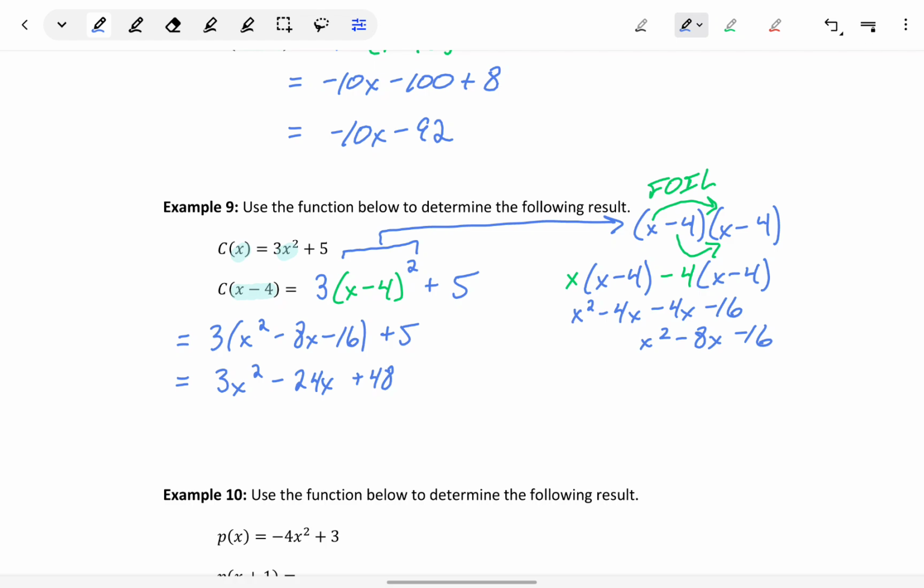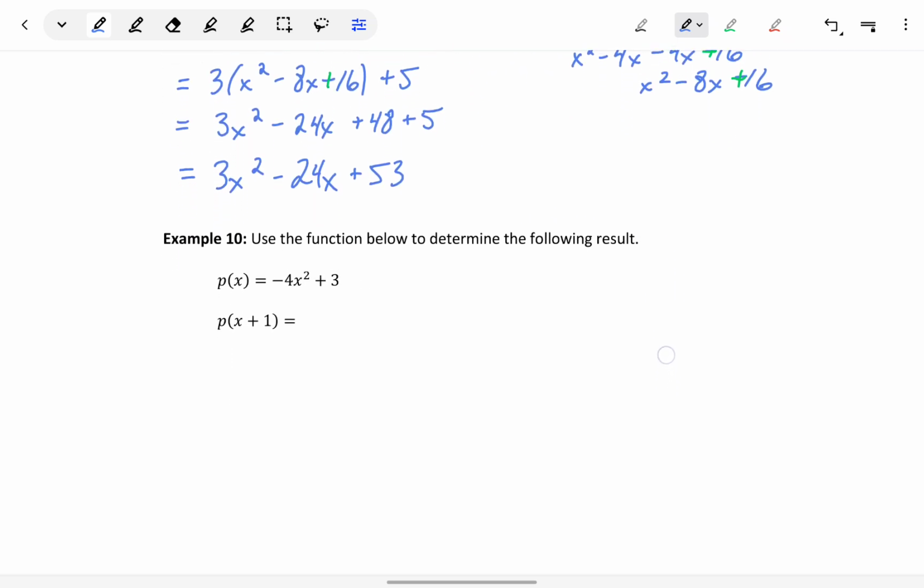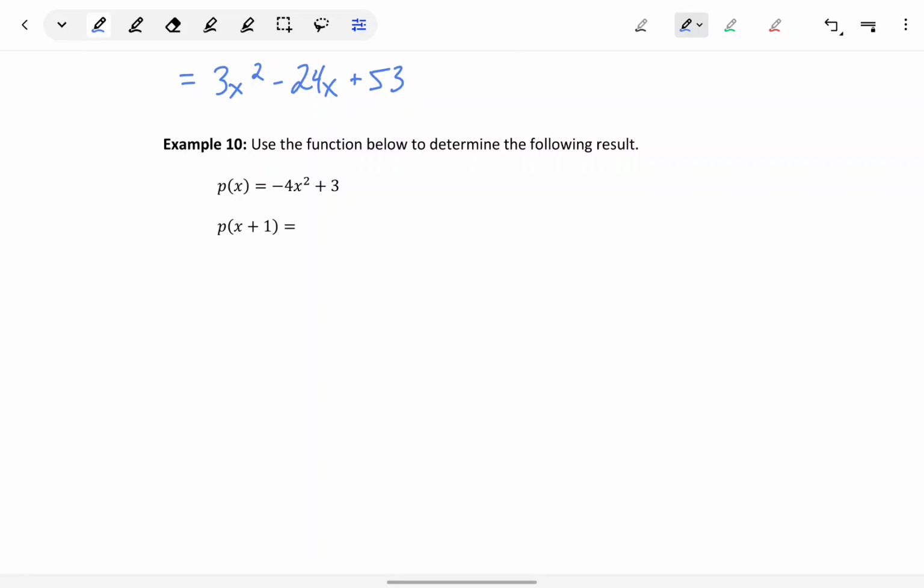I just realized I made a mistake. Let me jump back here. When we distribute that -4 times -4, this should have been plus 16, which would make this plus 16, and that's why we should get positive 48 there, plus 5, or 3x squared minus 24x plus 53. Sorry for my mistake there, but hopefully that makes sense how we went back and caught that.